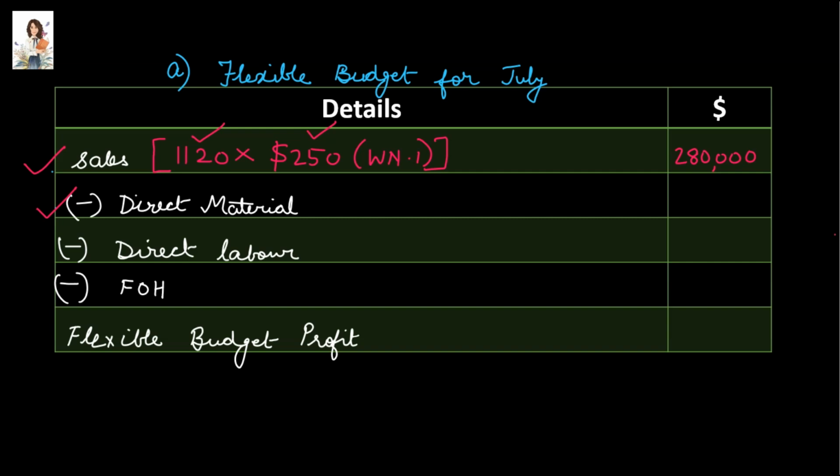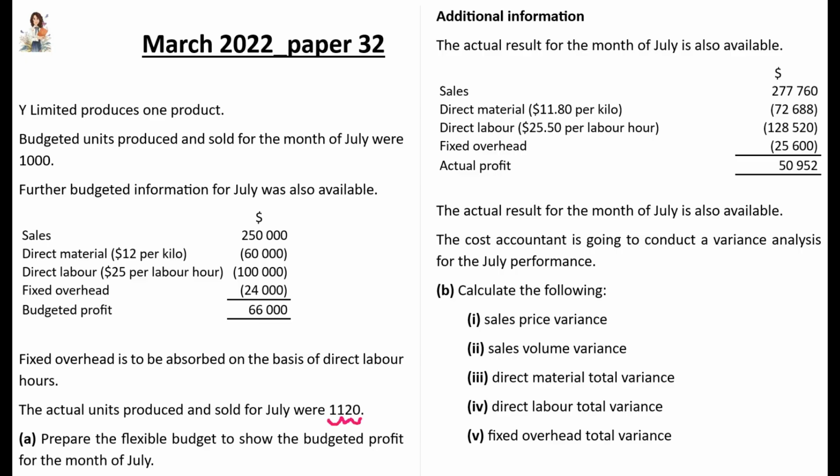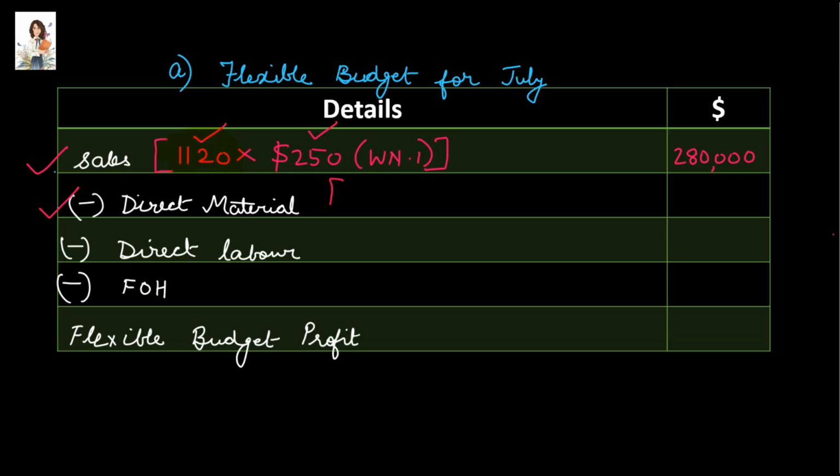Next, the flexible budget direct material cost will be the number of units actually produced multiplied by the budgeted direct material cost per unit. We know that actual units produced and sold for July were 1120. So in brackets, we'll write 1120 units multiplied by the budgeted direct material cost per unit. But we don't know this, so we have to prepare a working note.